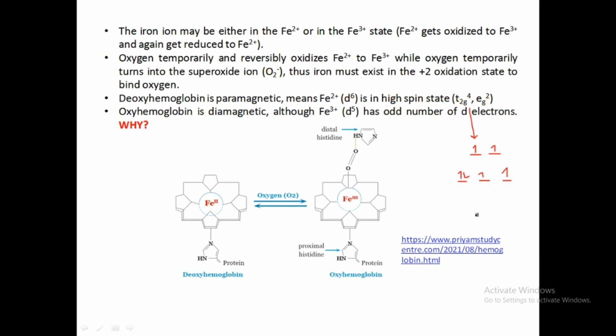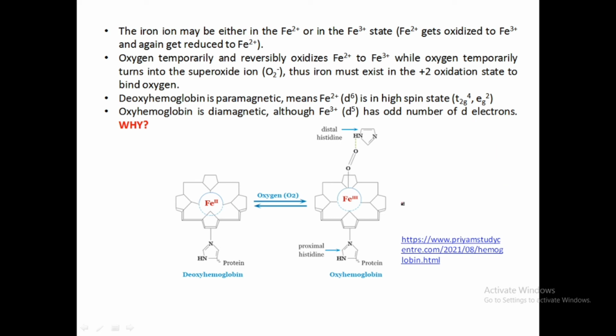A d6 high spin system will look somewhat like this. So I'm just trying to draw it so you get a rough picture that in the t2g level you will have 4 electrons. So this is your t2g level, and at the eg level you will have your 2 electrons. Okay, so you can see that it is a paramagnetic species with 4 unpaired electrons in the deoxy form.